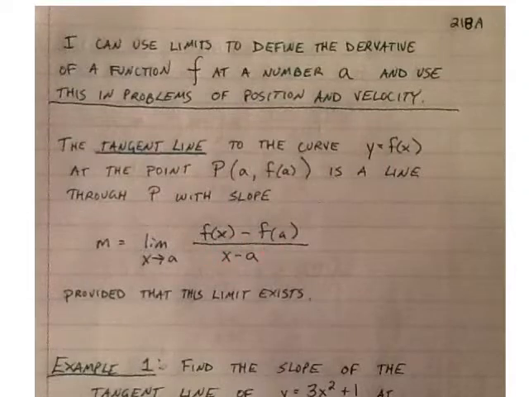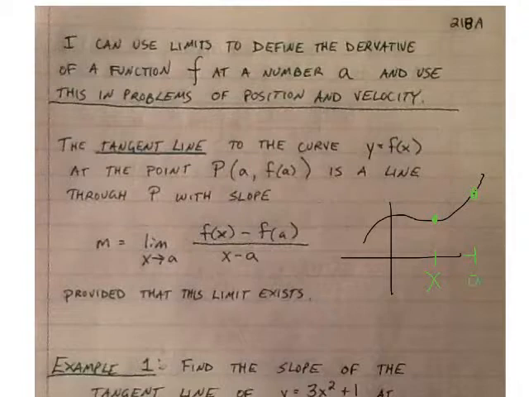And you can think of this as we have a curve and we found the slope of the secant line from x to a. And we're taking the limit as x approaches a. So x is getting closer to a and even closer to a until x and a pretty much share the same spot. And that's going to be the slope of the tangent line, provided that this limit exists. So let's see an example.